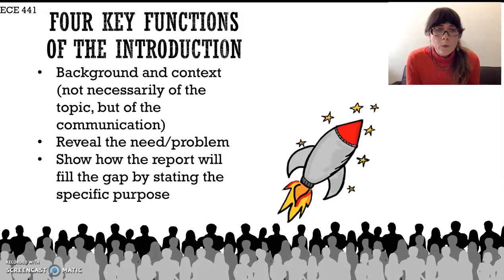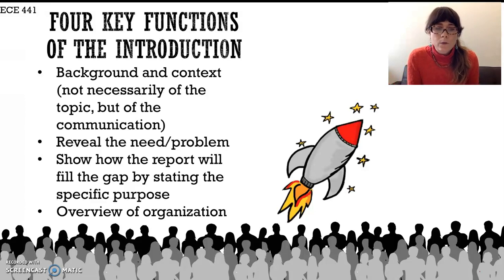Okay, show how the report will fill the gap by stating the specific purpose. Okay, this is referring to a purpose statement of some kind. We've talked about it in terms of this document will blank, but you don't even have to say this document will or this report will. You can just go ahead and get straight to that strong verb that describes what your report will do. For example, this report provides information about X, Y, and Z. And then you also want to give an overview of the organization of the document as a guide to the document.